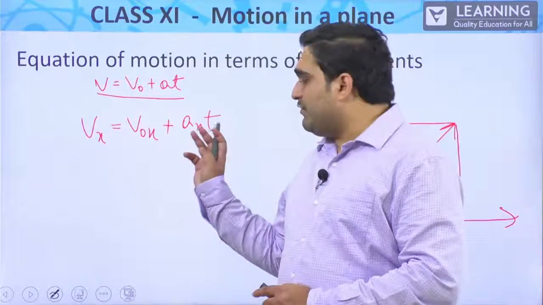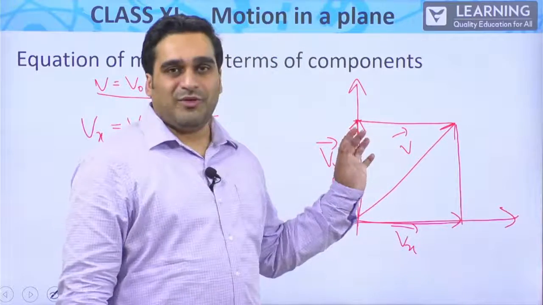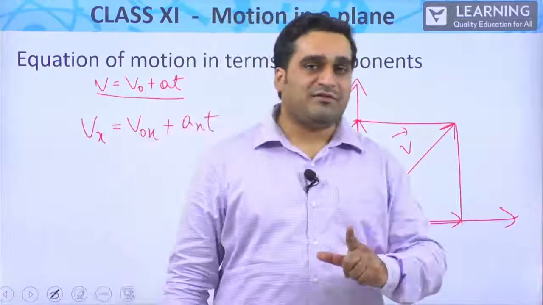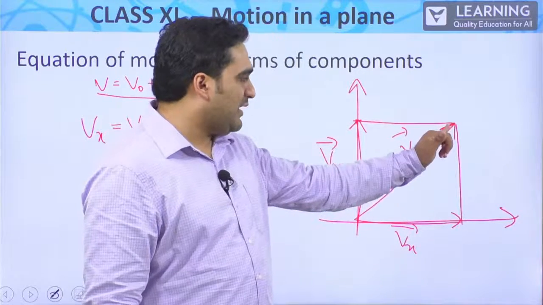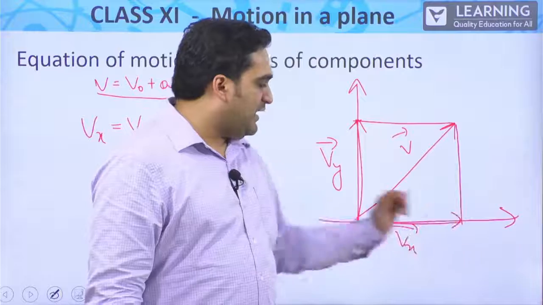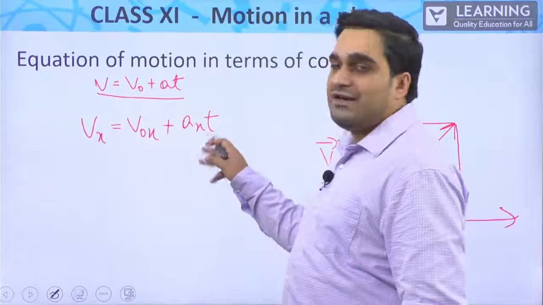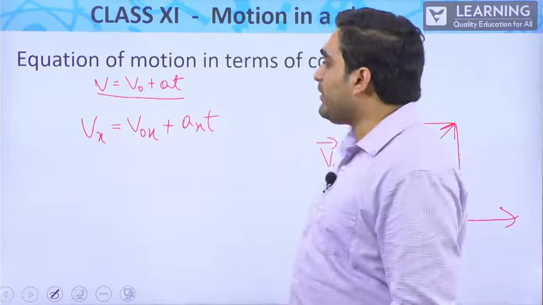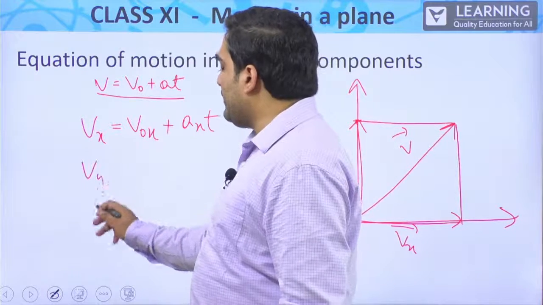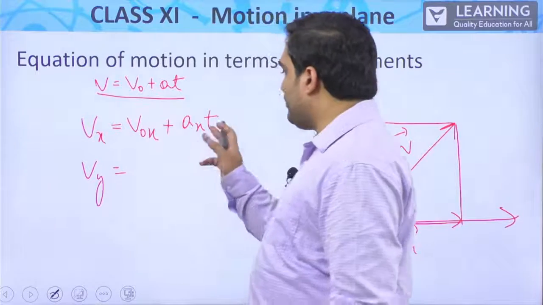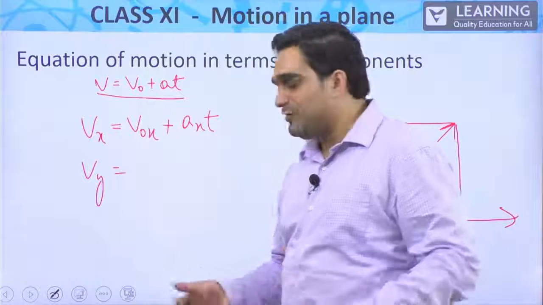Will time be a different component for the x-axis and y-axis? No, time will not be a different component for the x-axis and y-axis. Time will be the same for this vector v, vx and vy. So therefore, we do not write it as t suffix x. Similarly, you can also express it for y. And one more reason why we don't write it as tx is because time is a scalar quantity.